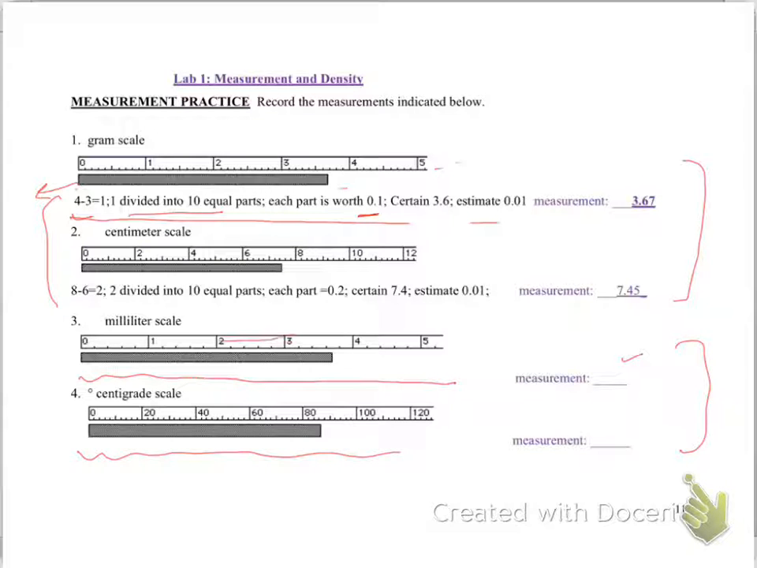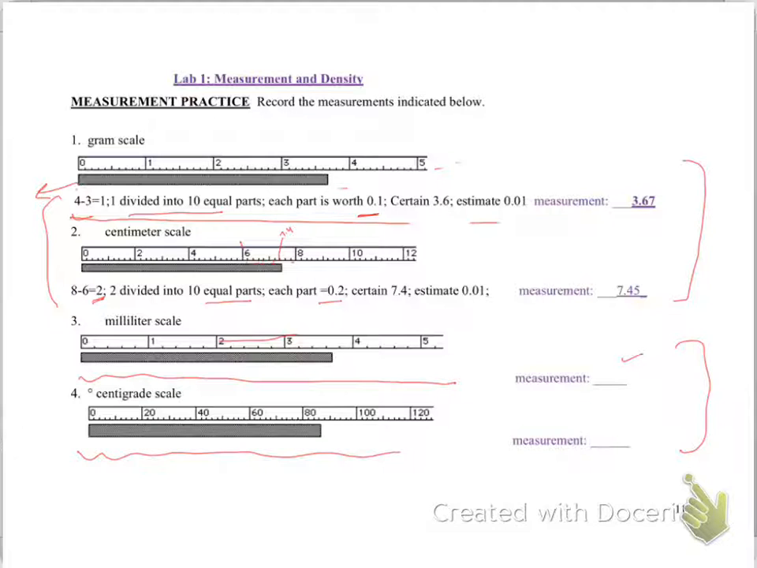Again, pick any two numbers. Let's say I'm picking 8 and 6. 8 minus 6 equals 2. How many points are in between? 10. So your 2 is divided into 10 equal parts. That means each part is worth 0.2. So let's look here. This is my 6 and this one is going to be 6.2, 6.4, 6.6, 6.8, 7, 7.2, 7.4. And I'm certain about 7.4.